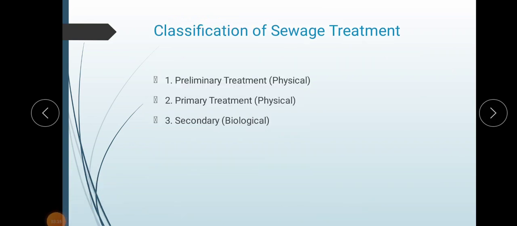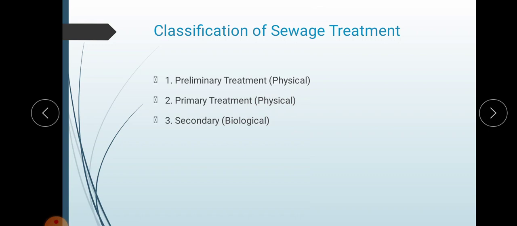So next is the classification of sewage treatment. This sewage treatment is classified into different stages. First is preliminary treatment, second stage primary treatment, and finally we are doing secondary treatment. Okay, so preliminary treatment is actually physical treatment, there is no chemical reaction or biological action. Primary treatment is also physical treatment, and in secondary treatment the process is biological.